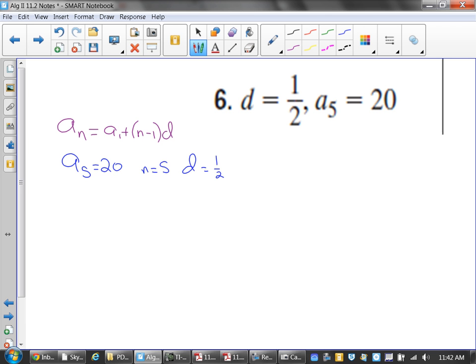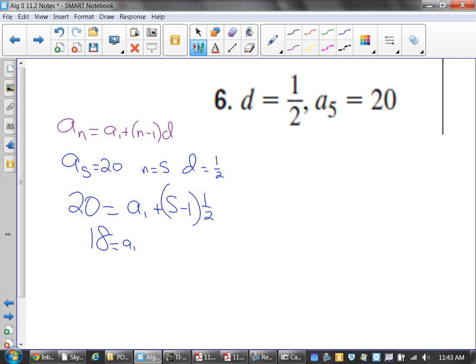So when you start these things out, for the first couple of them, write down everything you know right away. Substitute in: 20 is first term plus 5 minus 1 times a half. What's half of 4? Bless you. Sorry, I hadn't noticed it. Okay. So what's half of 4? 2. So 20 equals a sub 1 plus 2. What's your first term? 18.